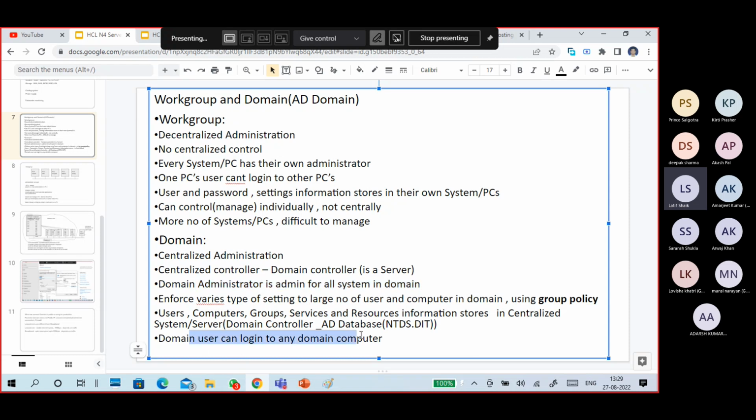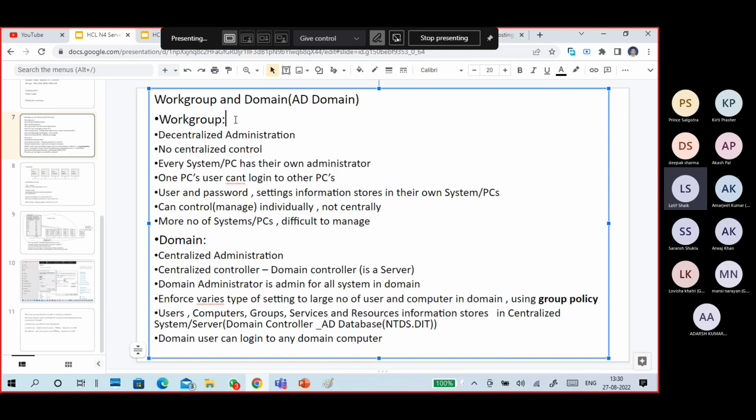A domain user can log into any domain computer, but in a workgroup, a PC's user cannot log into other PCs. User information, password information, and user settings are stored in their own PCs. But in the domain, usernames, passwords, and their information are stored in the central server only. Centralized enforcing of settings to users and computers is called group policies. So that is the difference between workgroup and domain.